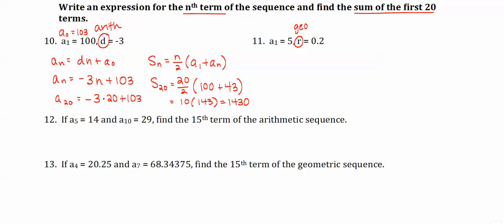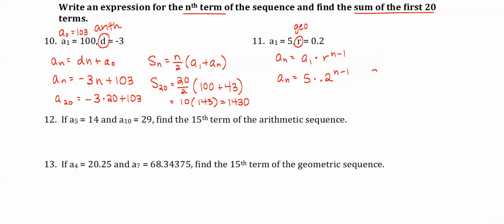For geometric, our nth term, we're going to take our first term and multiply by r n minus 1 times. So in this case, an would be first term, which is 5, times r, which is 0.2, to the n minus 1. Okay, and that's all we can do. There's no simplifying to be done there because of the exponent.